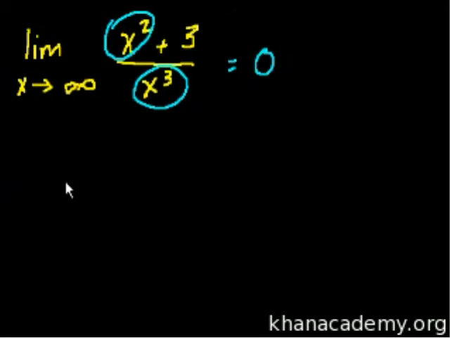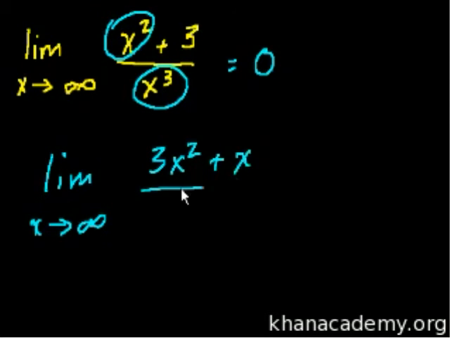Let's do one more. I think I have time. I will do this fast so I can confuse you. The limit as x approaches infinity of, let's say, 3x squared plus x over 4x squared minus 5. These problems kind of look confusing sometimes, but they're really easy. You just have to think of what happens as you get really large values of x.